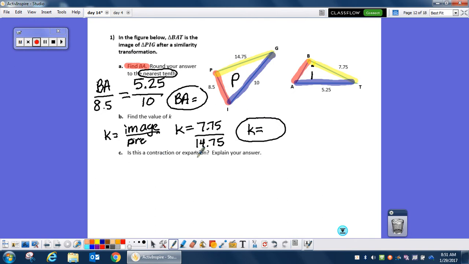Alright, remember you also need to tell us if this is a contraction or expansion. Contraction means that K is greater than 0 but less than 1, and expansion means that K is greater than 1. So you have to tell us which one it is, and you also have to explain. So this is how you could explain your answer. So we'll be checking that as well.